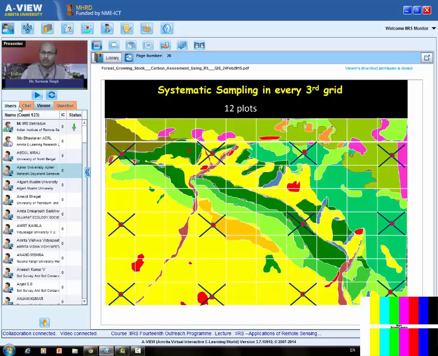So what is happening in systematic sampling? Like in this area, most of this yellow area is agriculture. Because we are doing forest inventory, we are not supposed to do the sampling in the agriculture area. But as per our design, many sample plots are falling in the agriculture areas. Many times the point falls in the middle of the riverbed. That also is not good. So for every third grid, we need these many sample plots to be laid in that area.